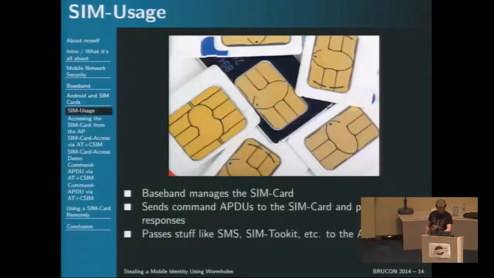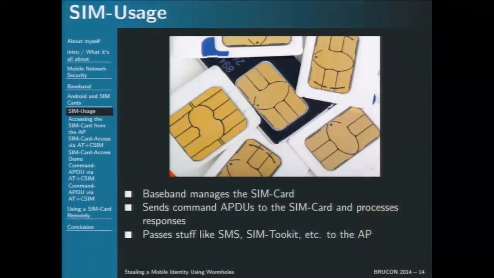Okay, so as I said before, the baseband is responsible for the mobile network and for the authentication. The baseband also manages the SIM card. So the baseband sends command APDUs to the SIM cards. These APDUs are application protocol data units, and they are basically the commands sent to the SIM card. And on the other side, it will pass stuff like SMS, your phone book, the SIM toolkit stuff to the AP, which is the application processor where the Android is running.